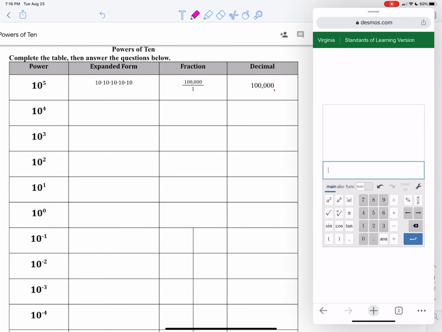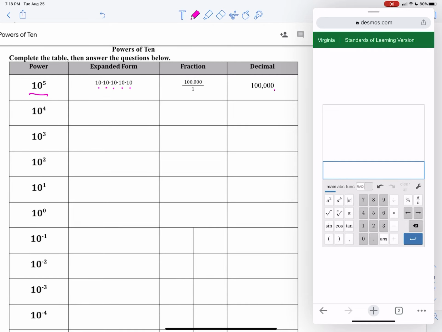Today you guys are going to learn about powers of 10, and you learned about powers of 10 last year with positive exponents, so that's what we're going to review today. So we're going to start with 10 to the 5th power, and that just means we're going to do 10 times 10 times 10 times 10 times 10.